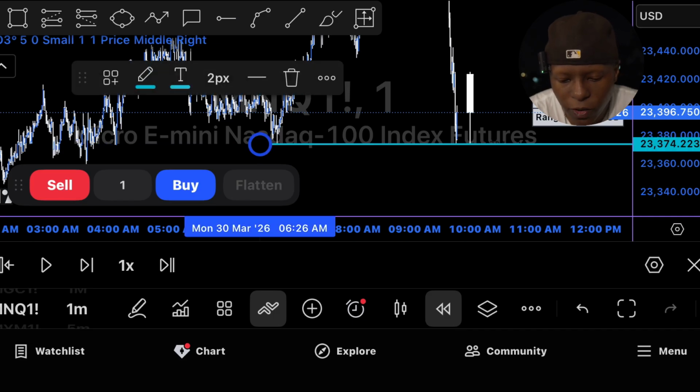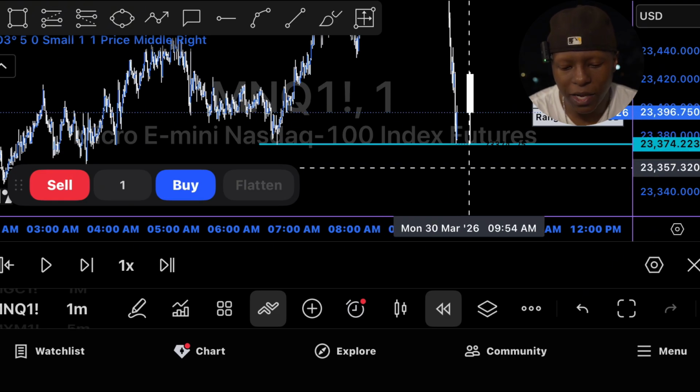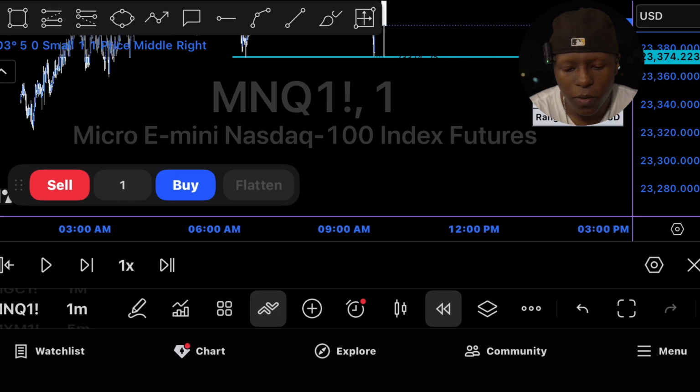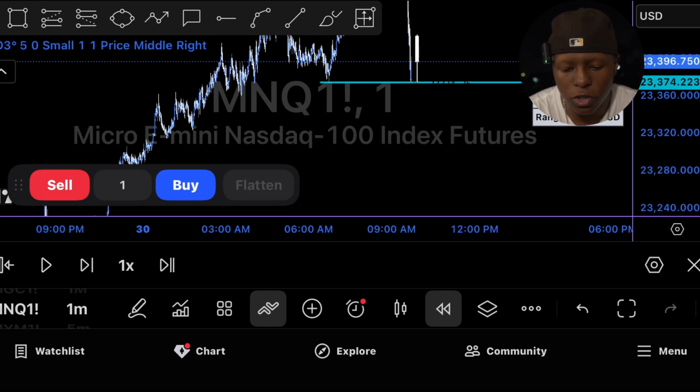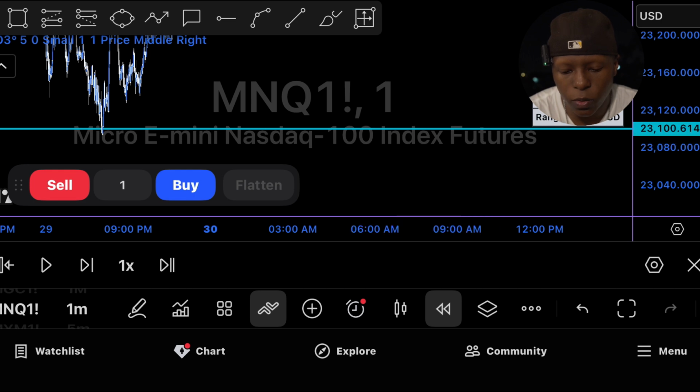If we break through this level at 23,374, I told my team that I was going to look for a retest. So we want to see it break through, come back and retest this level, and then we could look for a continued move to the downside, right? And what will we do in terms of our larger time frame target? Our larger time frame target is going to be back here at this 23,100.